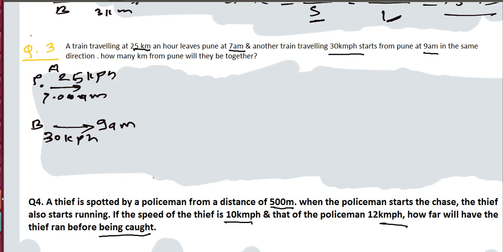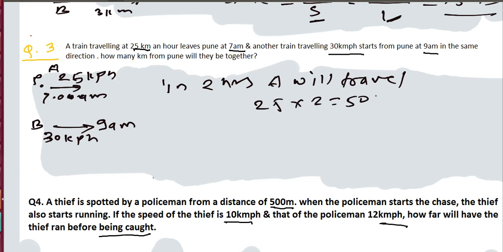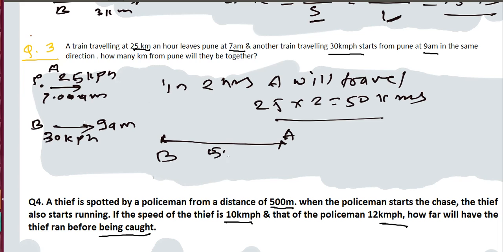Now this B is starting at 9 a.m. Train A will travel for 2 hours before B starts. In 2 hours A will travel 25 into 2, 50 kilometers, because the speed of A is 25 kilometers per hour. In 1 hour it travels 25 kilometers, so in 2 hours it will travel 50 kilometers. That means when B starts, A will be somewhere here. Now B is starting from Pune at 9. So at 9, A will be 50 kilometers from Pune.